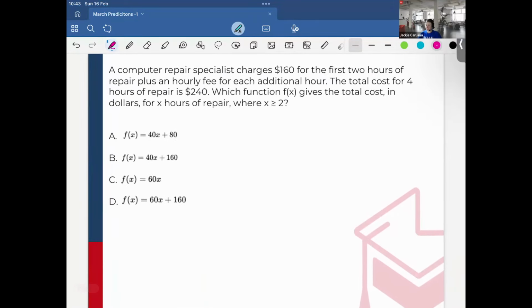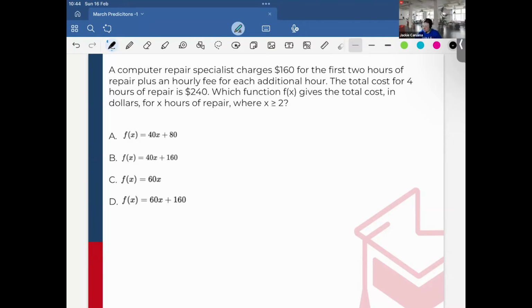Continuing our function journey. Oh my goodness, SAT classic. A computer repair specialist charges $160 for the first 2 hours of repair, plus an hourly fee for each additional hour. The total cost for 4 hours of repair is $240. Which function f of x gives the total cost in dollars for x hours of repair, where x is greater than or equal to 2? Okay, well, I could derive an equation for this one, although personally I would just substitute, but I'm going to show both ways.